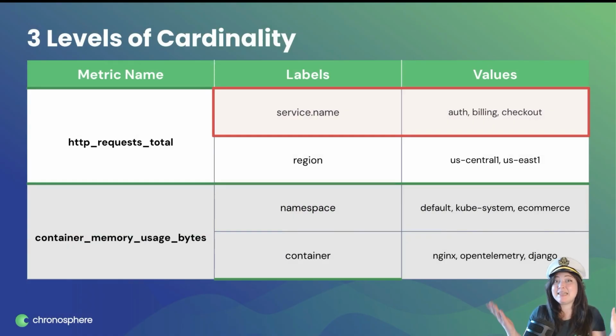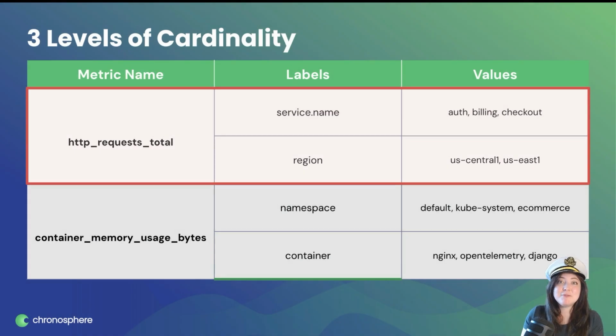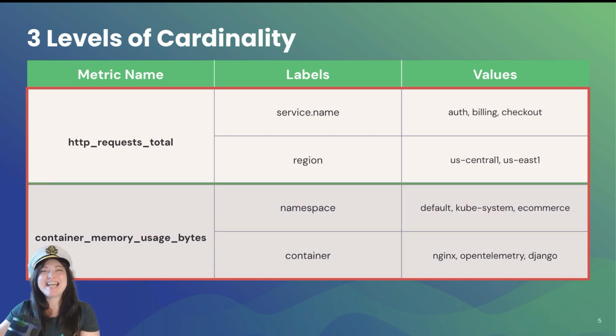The first level is the label or attribute level. Each label is going to have its own set of unique values. For example, service.name today might have 3 values, but that total is going to change as you add or remove services from your system. And the next level is at the type of telemetry. So for here, we're going to say metric, where a single metric like HTTP request total generates multiple unique time series based on what labels it has. Finally, that third level is across your entire dataset. Cardinality grows as you add more metrics and more unique label combos.